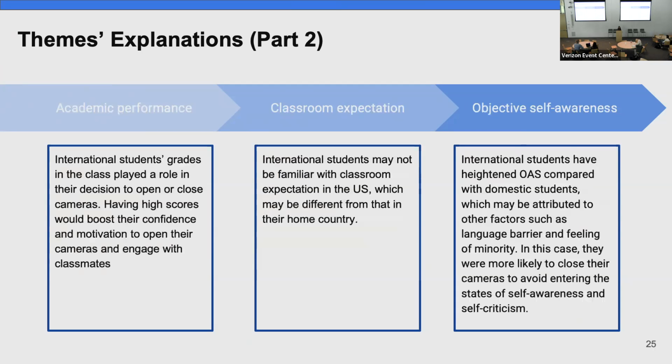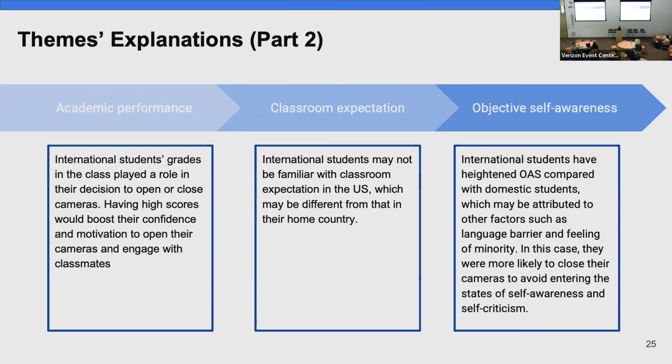And the next part is academic performance. This is interesting because we noticed that international students try to associate their camera use with the scores they got in the class. But domestic students associate camera use more with their interest in the class. For example, one international student mentioned that if I got a high score in this class, I would be more likely to open my camera and show myself to other people.